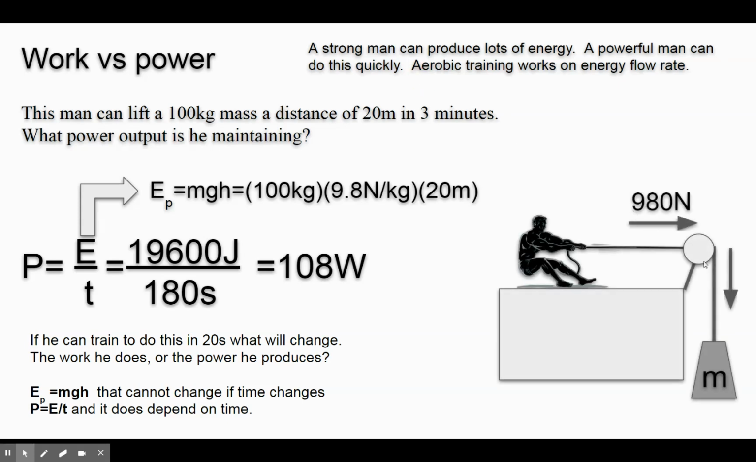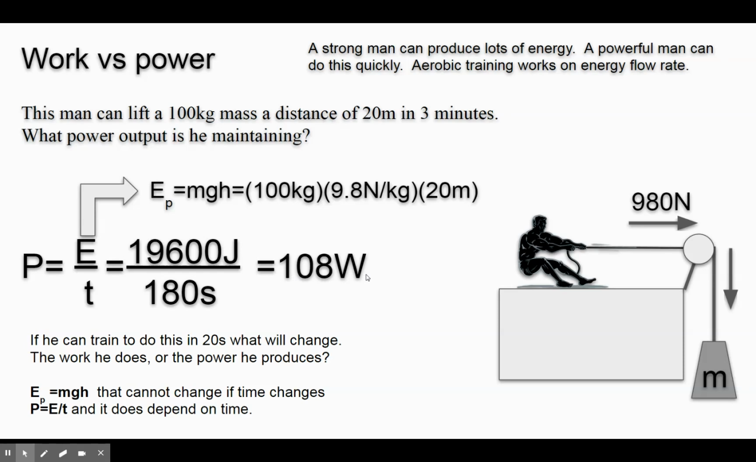If I set this man up to lift a 100-kilogram mass up the cliff, 20 meters, okay? He has to pull with 980 newtons for 20 meters. So when we want to calculate the power, the first thing we have to do is calculate the energy he needs to produce. So he needs to produce 19,600 joules of energy, and we give him 180 seconds to do it, 3 minutes. This gives him a power output of 108 joules every second, 108 watts.